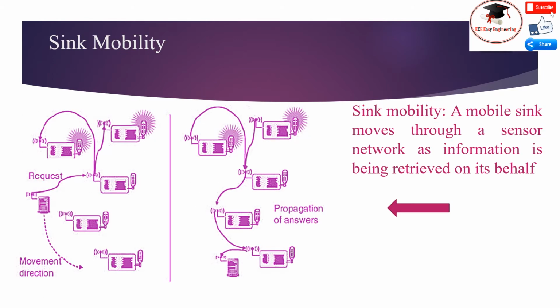Then there is sink mobility. The information sinks can be mobile. For example, a human user requesting information via a PDA while walking in an intelligent building is shown in the figure. In a simple case, such a requester can interact with the wireless sensor network at one point and complete its instruction before moving on. In many cases, consecutive instructions can be treated as separate, unrelated requests. The figure shows sink mobility: the mobile sink moves through a sensor network as information is being retrieved on its behalf.